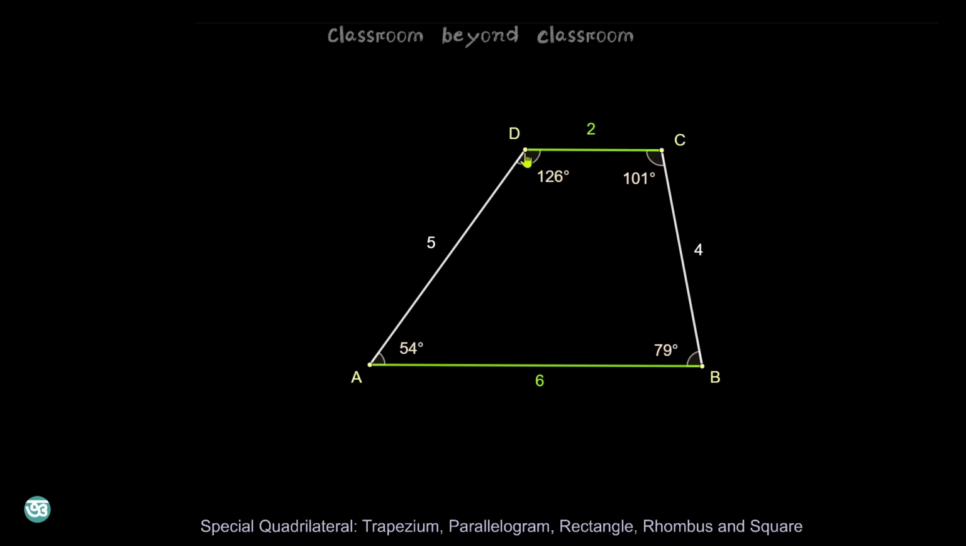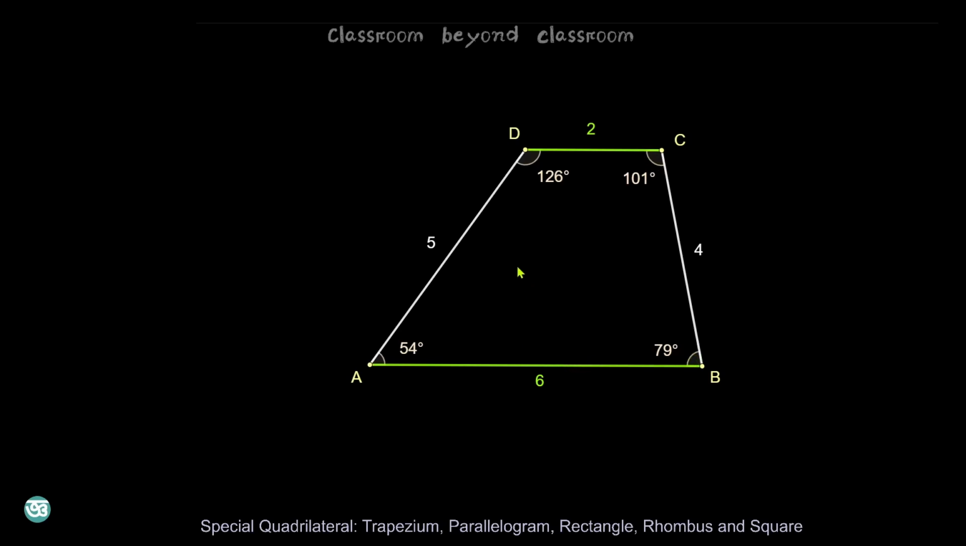Now you can see DA is a transversal to these parallel lines. So angle D and angle A are supplementary because they are consecutive internal angles. Similarly, CB is also a transversal to these parallel lines, and that is why 108 plus 72, that is 180 degrees, because they are supplementary as they are consecutive internal angles. This angle and this angle are consecutive internal angles.